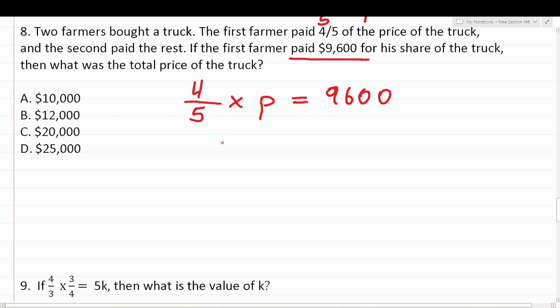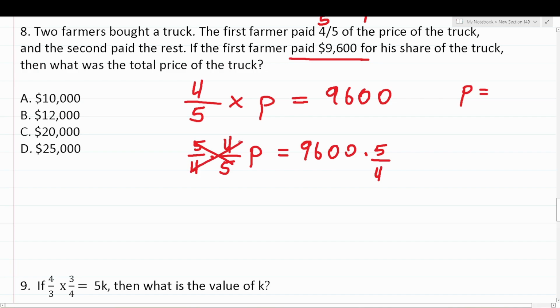And if it's helpful, you can rewrite this like this: 4/5. Instead of writing times P, you can just simply write P equals 9,600. All right, so clearly we got to get P equal to something by itself. To get rid of this 4/5 in front of P, we're going to multiply it by its reciprocal, notably by 5/4. And we're going to do that to both sides of our equation here. This crosses out here and here, leaving you with just P on this side.